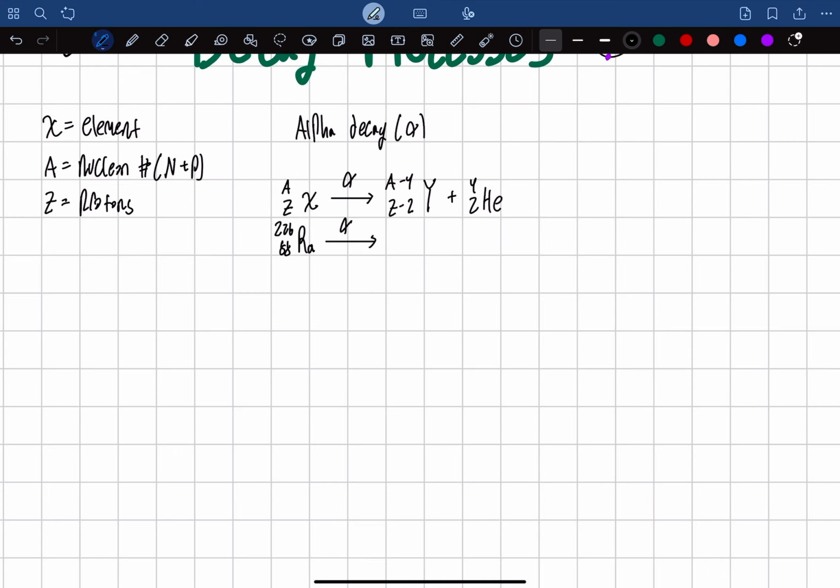So first things first, we have to subtract 4 from the nucleon number. So you're going to be left with 222. And you also have to subtract 2 from the protons, and that is going to be left with 86. And off my periodic table, the atomic number of 86 would be radon, which is Rn. And then you're going to add the alpha particle. If you add up the nucleon numbers, you have 226 here, and here you have 222 plus 4, which is equal to 226. So we know it's equal. And also, if you look at the protons, they're also equal.